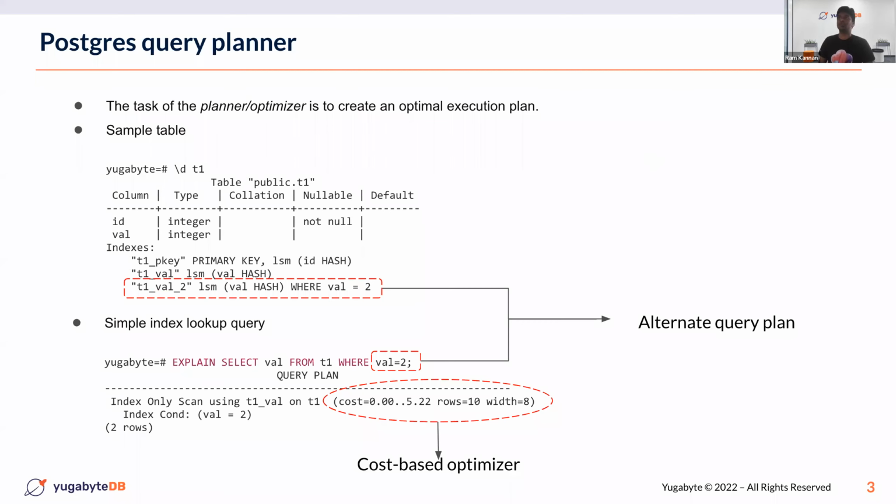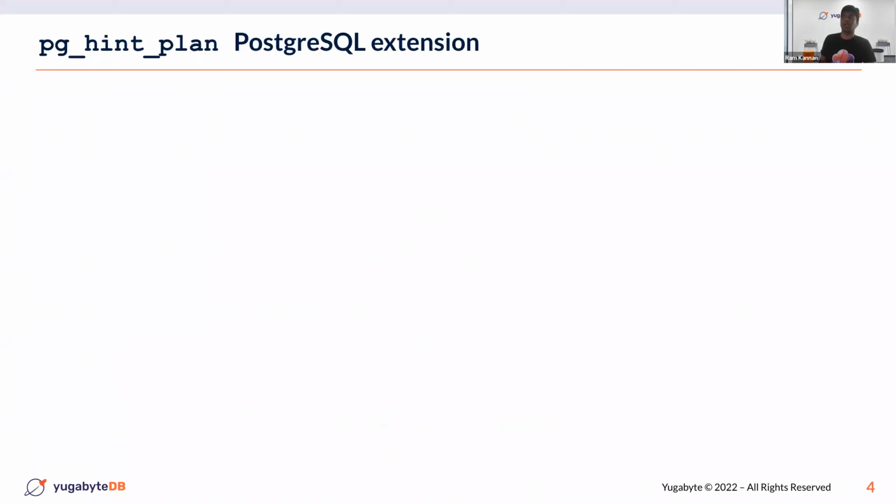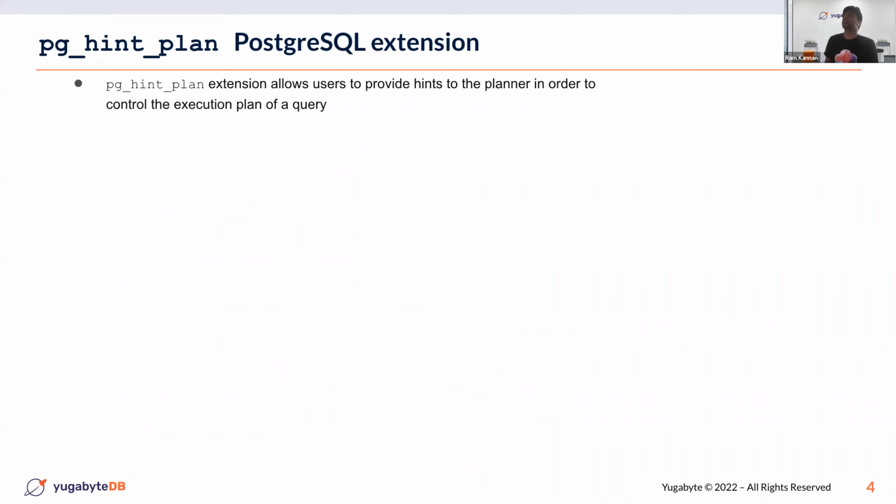So to curb this issue, the PG hint plan PostgreSQL extension can help. The functionality of the PG hint plan extension allows users to provide hints to the planner in order to control the execution plan of a query. Specifically, it hints to the query planner to consider an alternate query plan, overriding the cost-based optimizer's feedback, and this is provided by the user at a query-level granularity, right?